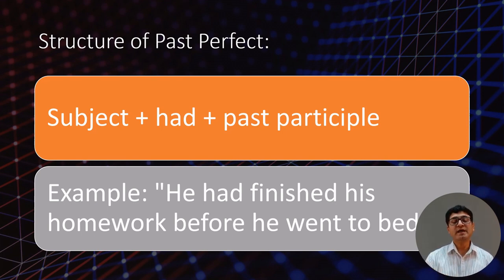When you make it negative, you will use subject, had, and not, and then past participle. For contraction, you can also combine had and not as hadn't. So if we have to make negative of this sentence, we'll say he hadn't finished his homework before he went to bed, or he had not finished his homework before he went to bed.